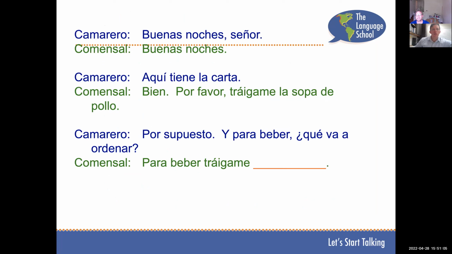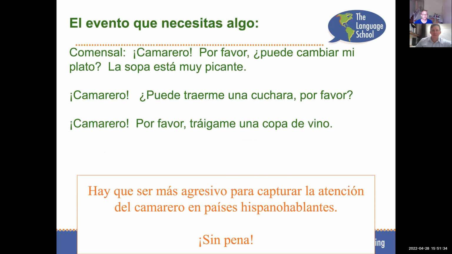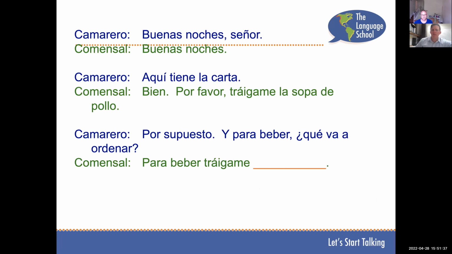Mateo, vamos a practicar un diálogo para el restaurante. Hola, buenas noches, señor. Buenas noches. Aquí tiene la carta. Bien, por favor, tráigame la sopa de pollo. Por supuesto. Y para beber, ¿qué va a ordenar? Para beber, tráigame cerveza. Muy bien. What's tráigame? Tráigame, bring me. Okay, traer, tráigame.